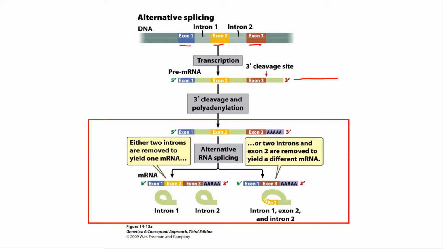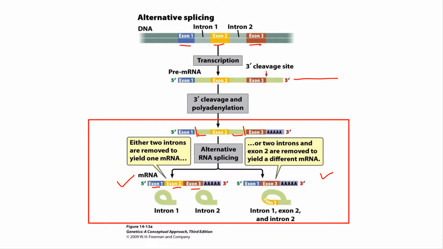This pre-mRNA can be processed differently. There can be 2 alternative ways it can be spliced. In the first case, shown here, both introns, intron 1 and intron 2, are removed and exon 1, 2, and 3 are joined together. Alternatively, during splicing, the 5' splicing site is used from intron 1, but the 3' splicing site is used from intron 2.